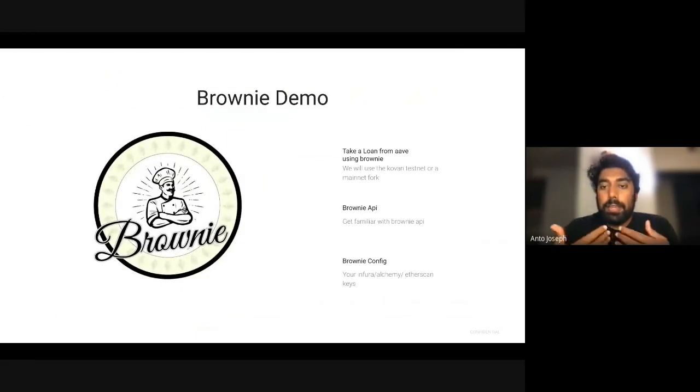Now, we will take a loan from Aave using Brownie. We will get familiar with the Brownie API, and we'll also configure our Infura, Alchemy, and Etherscan keys. These are just node providers that Brownie can use to interact with the mainnet.